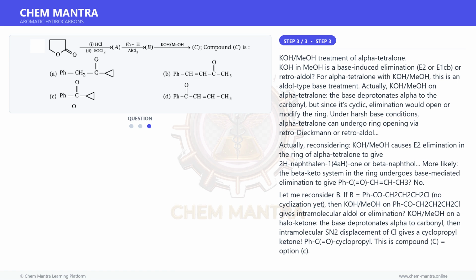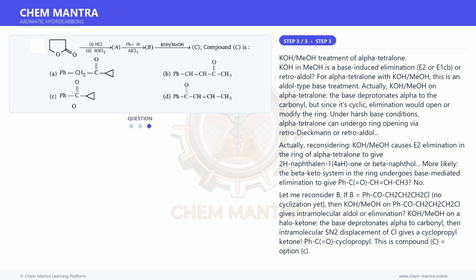So the revised pathway: A is 4-chlorobutanoyl chloride, B is Ph-CO-CH2-CH2-CH2-Cl, the Friedel-Crafts acylation product without cyclization, i.e., 4-chloro-1-phenylbutan-1-one. C is PhC=O-cyclopropyl, phenyl cyclopropyl ketone, via intramolecular base-promoted cyclization, deprotonation alpha to C=O followed by intramolecular SN2 on the terminal chloride, forming the cyclopropane ring.